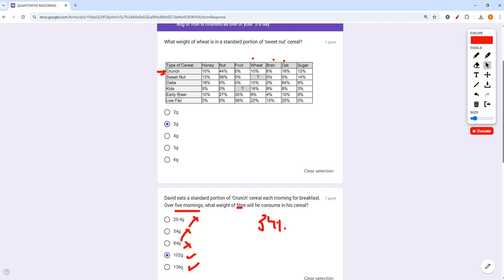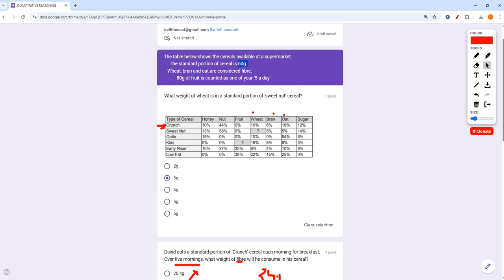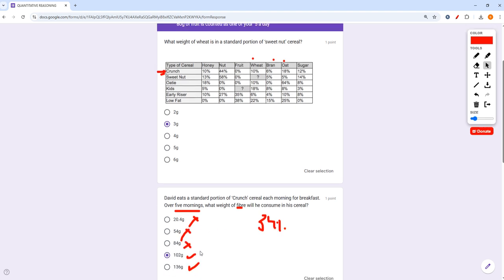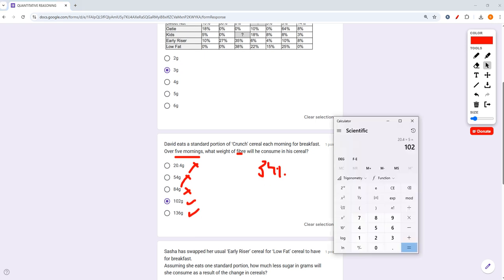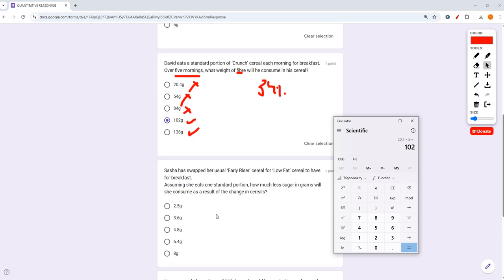So he says Sweet Crunch. Add them all up together. Fiber is wheat, bran, and oat. That's what he said in the question. They added up to 34%. The answer had to be a multiple of 34. 34% of 60, and then times by 5. Right, moving on. Next question.